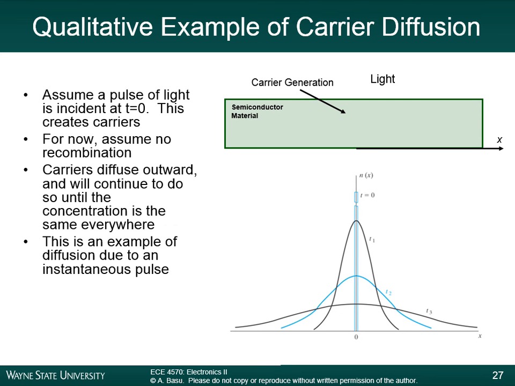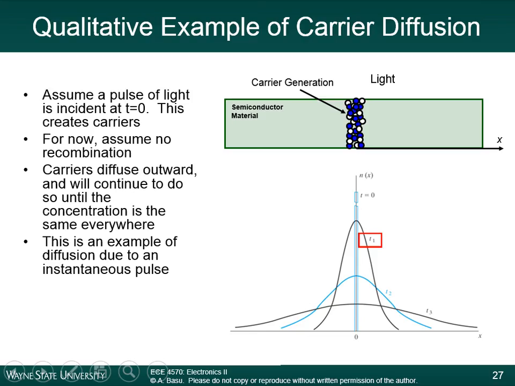So here's a qualitative example of carrier diffusion. You shine light on part of the material, and just in that part, where you shine the light, you generate carriers. We had a collimated laser beam that we shine through a silicon sample, and we generate carriers just in that region. So this is T1. We generated a bunch of carriers.